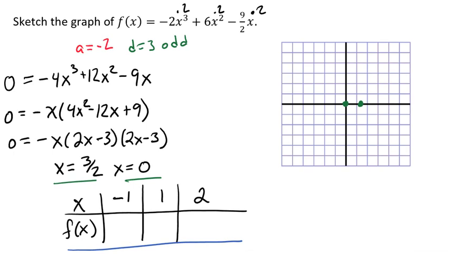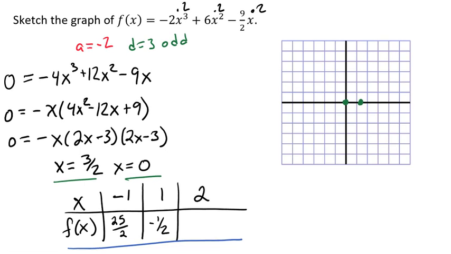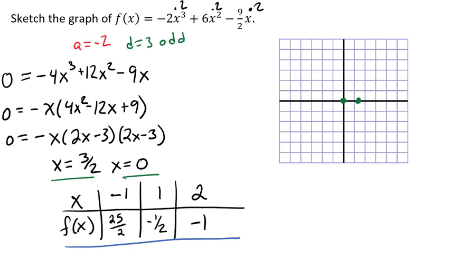Now we want to take each of these values, plug them back in, and see what we get. You should use your calculator to do that. For negative 1, we should get 25 over 2, which is 12.5. When we plug in the 1, that gives us negative 1/2. And when we plug in the 2, that gives us negative 1.